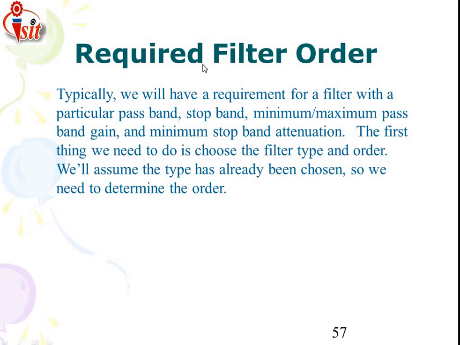Then the required filter order. Typically we will have a requirement for a filter with a particular pass band, stop band, minimum and maximum pass band gain, and minimum stop band attenuation. The first thing we need to do is choose the filter type and order. We will assume the filter type has already been chosen, so we need to determine the order.